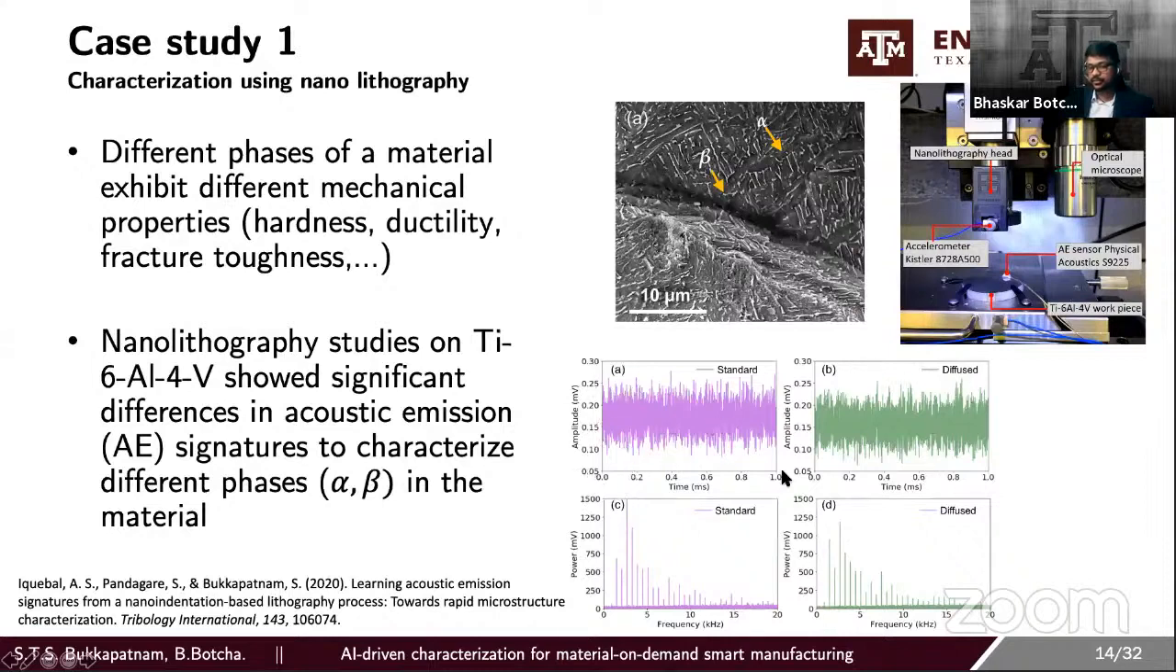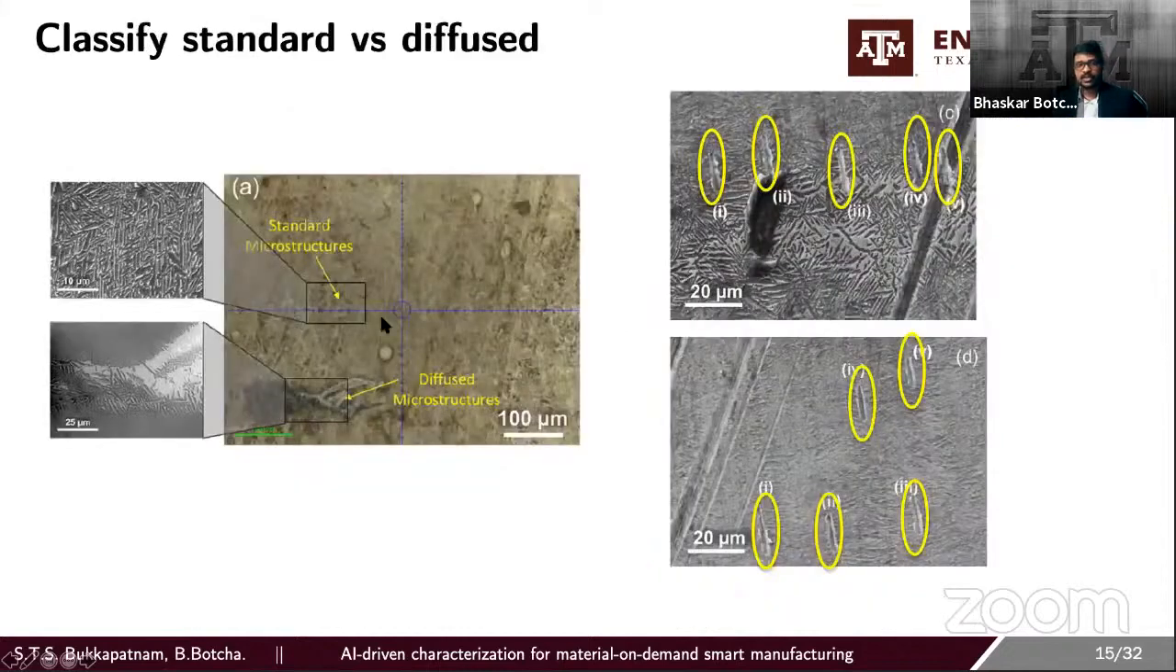These are the two different signals which you see. This is the signal when we are scratching the standard microstructure, and this is the signal when we are scratching a diffused microstructure. In the next slide, I'll show how these two microstructures look. This is the standard microstructure, where we have the different compositions of alpha and beta. And this is an effect of the polishing, the effect of a diffused microstructure, where you can see the beta phases placed more like flat sheets or planes.